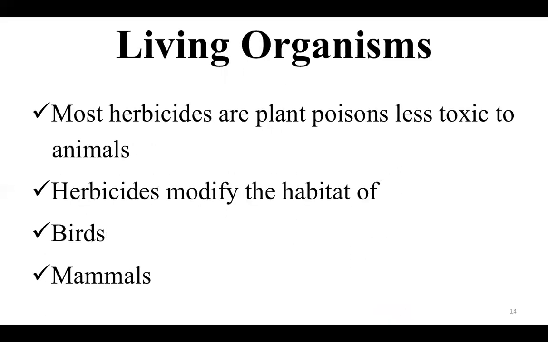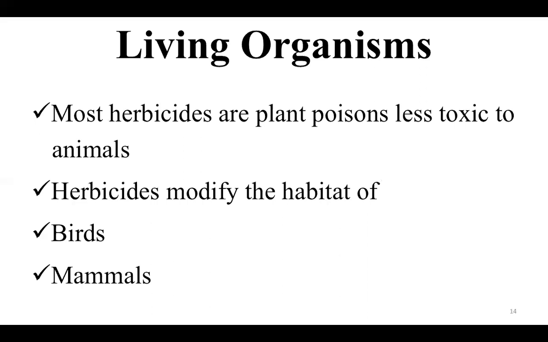Living organisms are another important biotic component of our ecosystem or environment. Mostly the herbicides are specifically plant poisons and are not very toxic to animals. However, by changing the vegetation of treated sites, herbicide use also changes the habitat of mostly birds, mammals, insects, and many other animals.